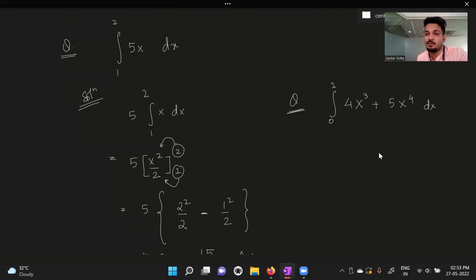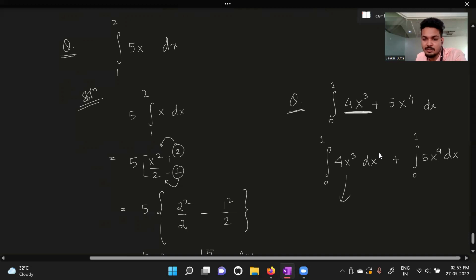But later on, you might have to do integration between, I don't know, 50 and 60. In those cases, the concept will remain the same, but the calculation will become slightly harder. So again, to do this integration, first I'll integrate this part. So 4 times x cube, if I want to integrate with respect to x, 0 to 1. So 4 is constant only, I'll bring it outside, plus again 0 to 1, 5x4. Should not just leave it here. Let's do it completely.